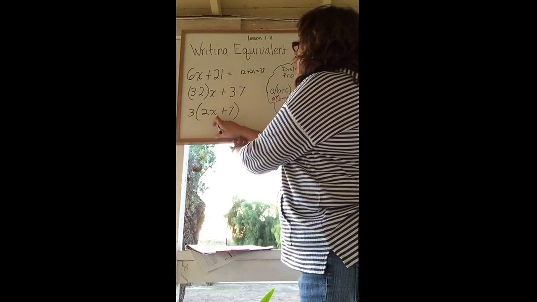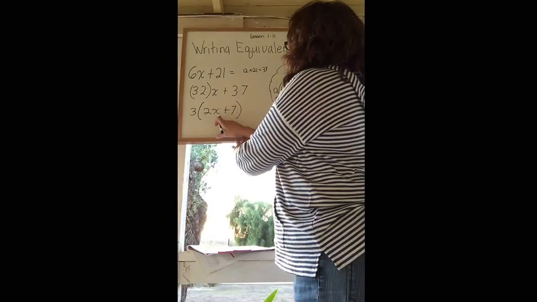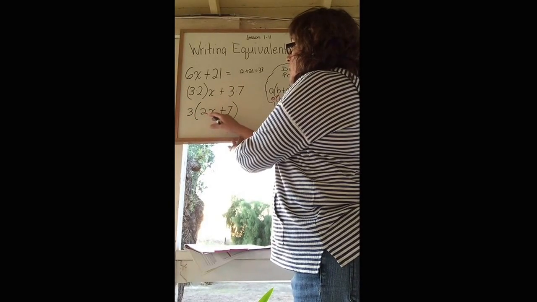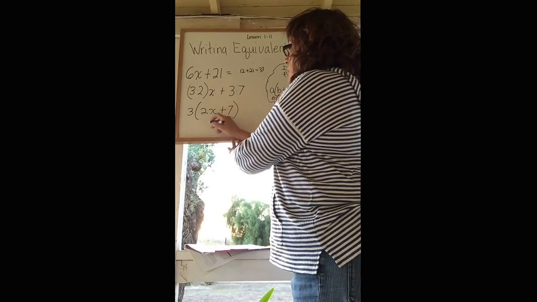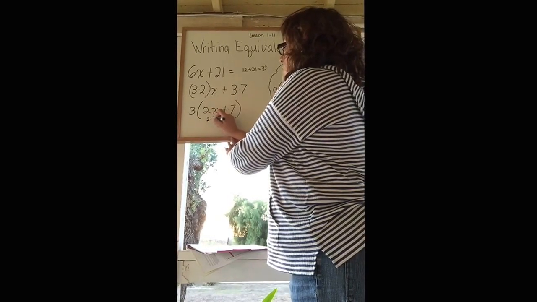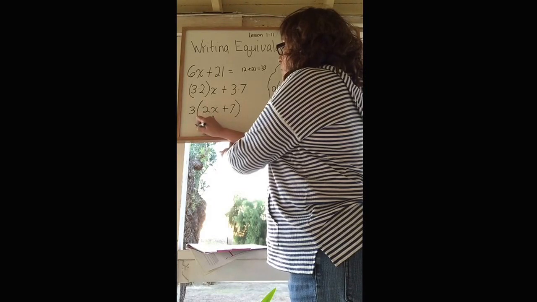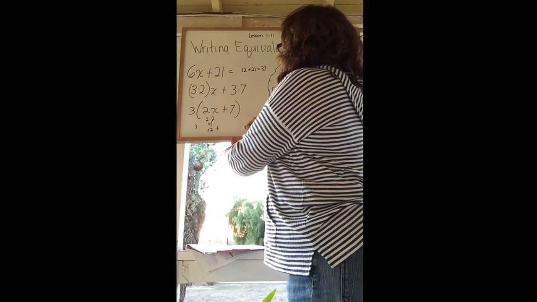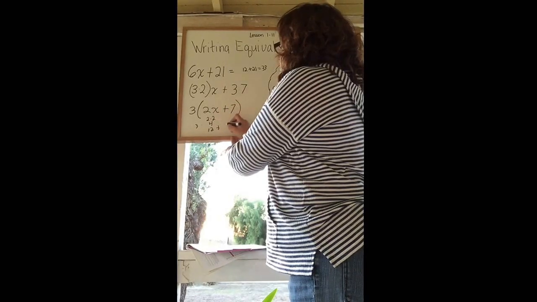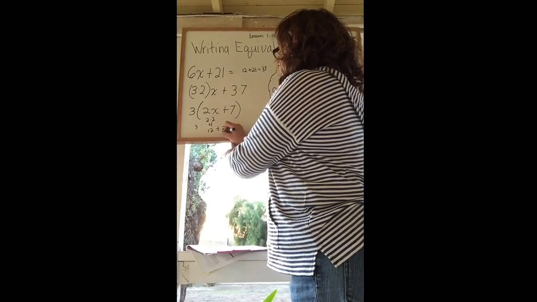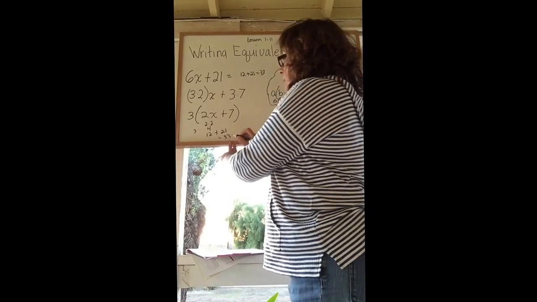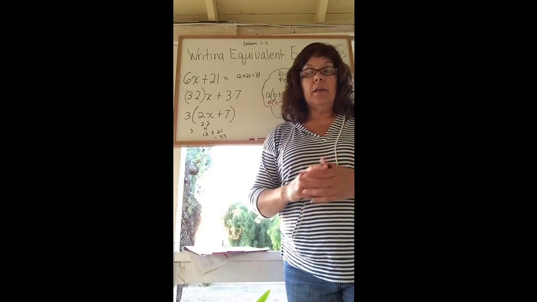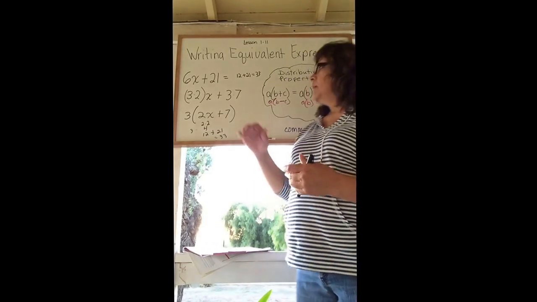What did we substitute in? 2. So we're going to substitute 2 in there. So we've got 3 times 2 times 2, which is 4. 2 times 2 is 4, and 3 times 4 is 12, plus 3 times 7, which is 21. And that's going to equal 33. So if you do the math, that's how you would check to see if your expressions are equivalent.